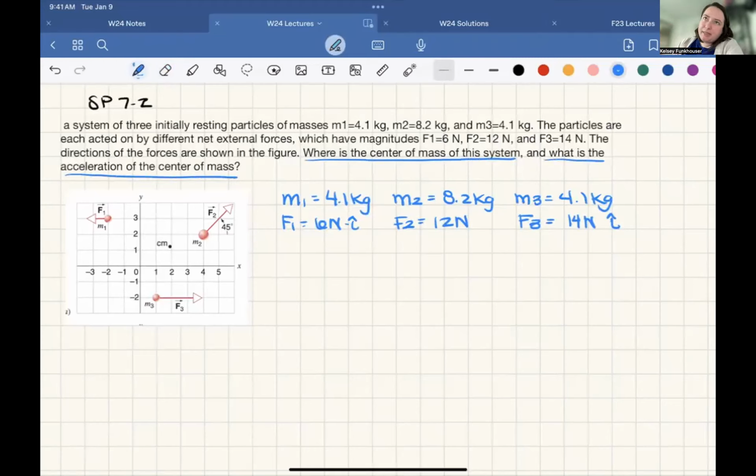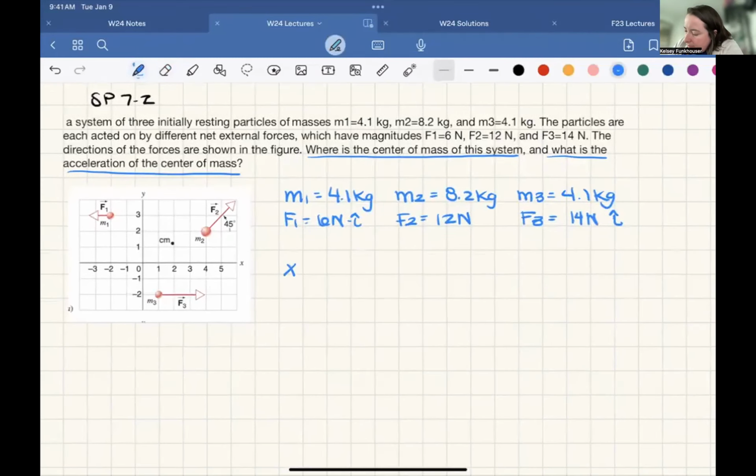So the first thing we want to do is find the center of mass. This is an x-y coordinate axis, so we have equations for finding the x and y positions of the center of mass. For x, it's 1 over the total mass of the system times the sum of each mass and its x position. And the same thing is true for y, just y instead of x.